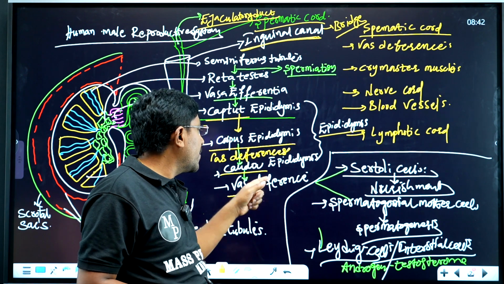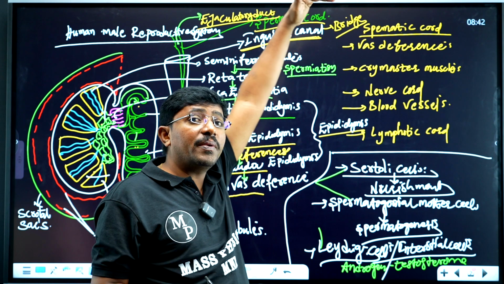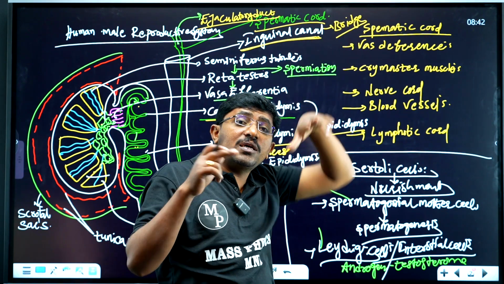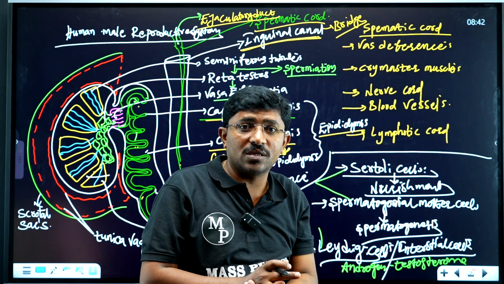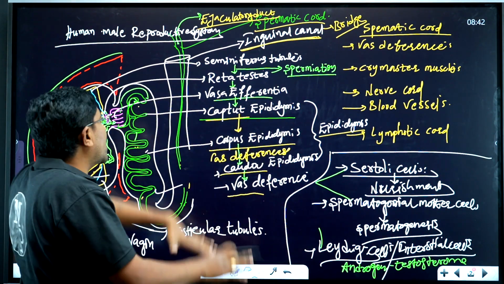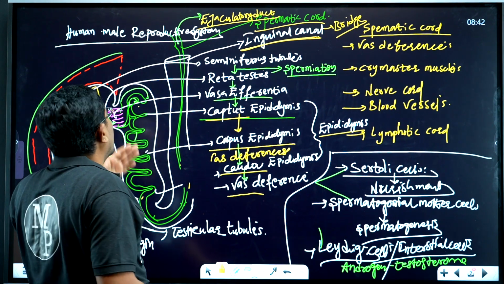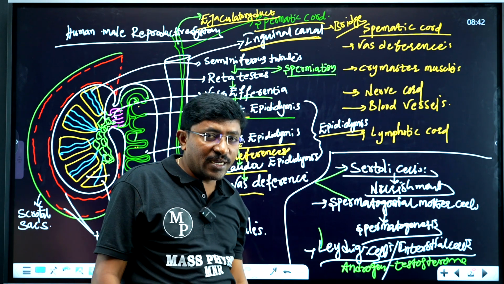The vas deferens opens into the ejaculatory duct, which opens into the urethra. The urethra releases the sperm into the female reproductive tract by the mating or copulation process. So this is the order of movement of spermatozoa from a seminiferous tubule into the next accessory duct.